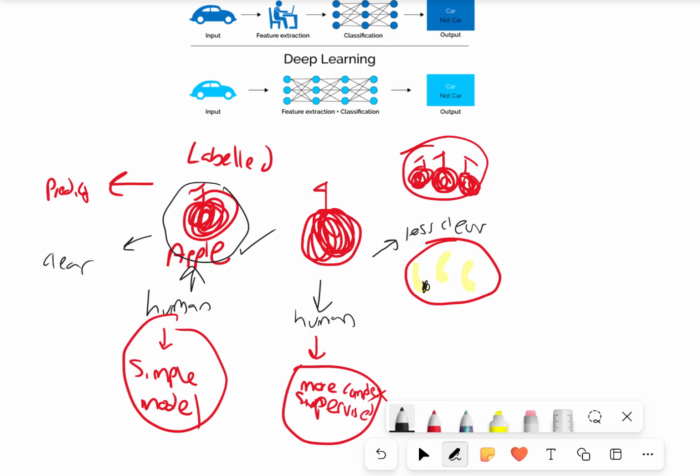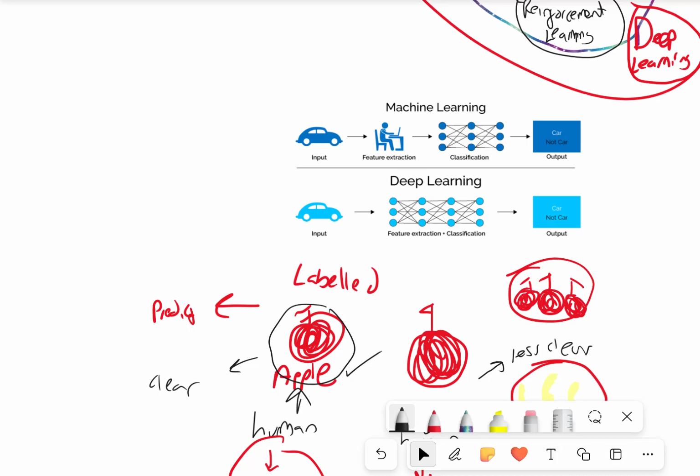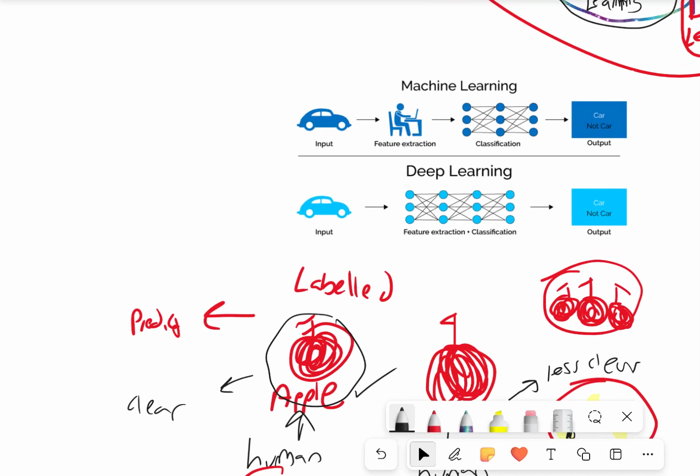So where does deep learning come into this? Well, let's have a look at deep learning in itself. So deep learning is made up of neural networks. So everything I'm going to highlight right now is a neural network. This neural network is basically mimicking how our brain works. How our brain works is that we've got neurons.